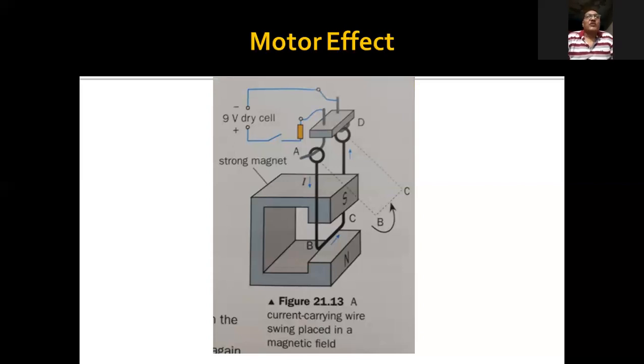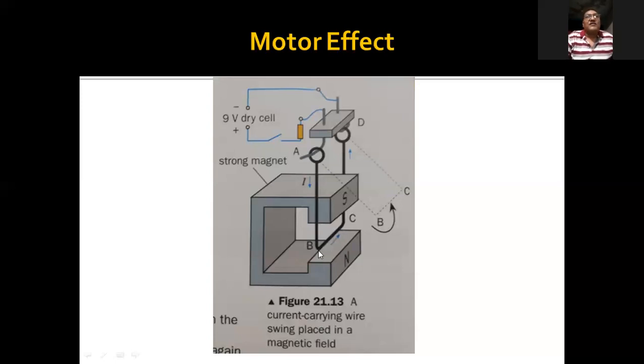Here, these connections are frictionless, and if this coil experiences a force either outward or inward, or to the right or to the left, the coil will swing like a swing. Okay, so you see here we have a 9 volt dry cell. When you close this switch, the current will start flowing.